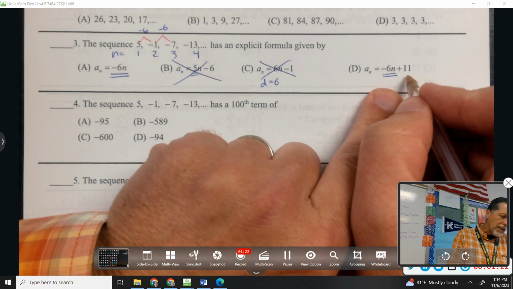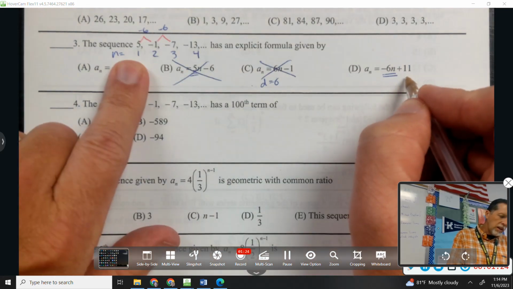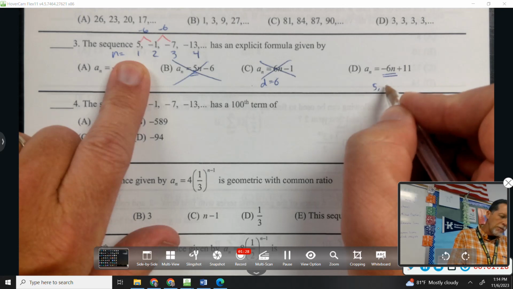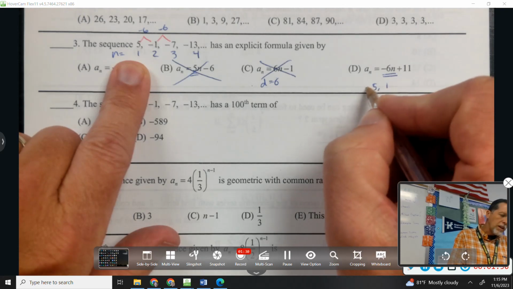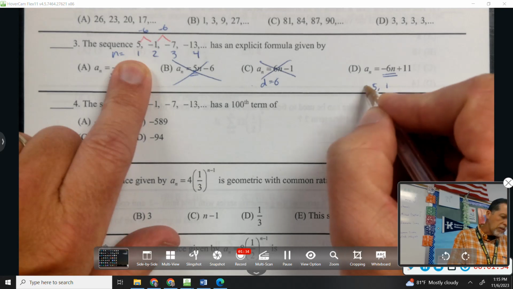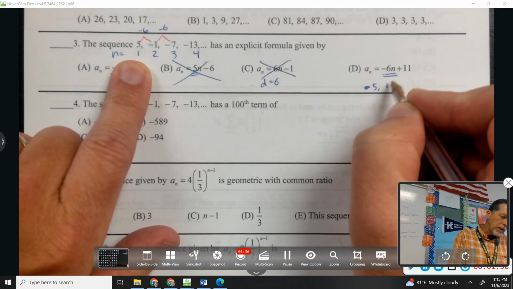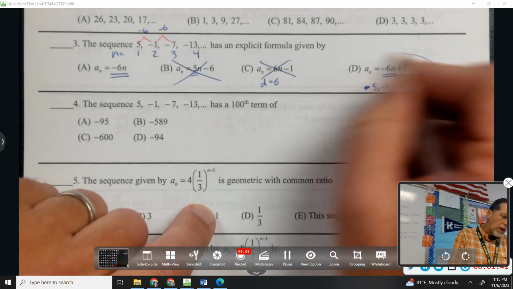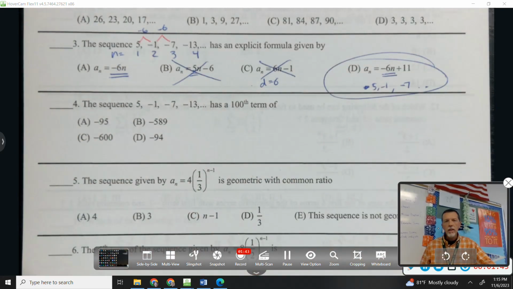See, if I add 11, if I plug in 1, I would get 5. If I plug in 2, I would get, or excuse me, no, I would get 5. That's right. If I plug in 2, I would get -1. If I plug in 3, I'd get -7. So yeah, that one's it. That's the nice thing about it being mostly multiple choice: you don't have to come up with the formula on your own. You can just see which one works.